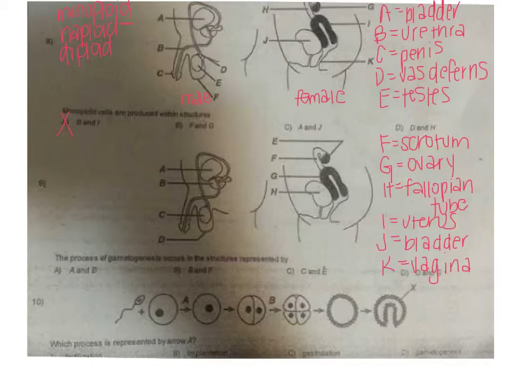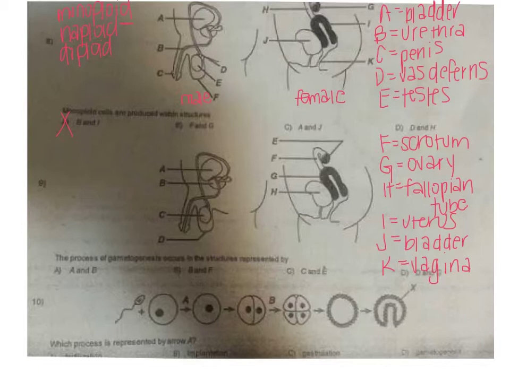Answer choice B, F and G. So F is actually pointing to the scrotum, and G is pointing to the ovary. And the ovary produces haploid cells called oocytes. So let's move on to answer choice C, which says A, which is the male urinary bladder, and J, the female urinary bladder. Those bladders are not producing haploid cells.